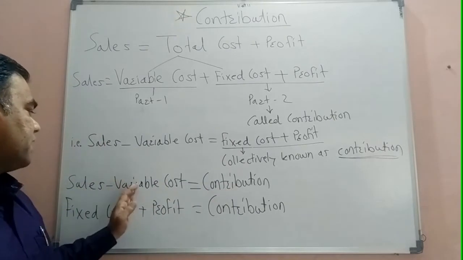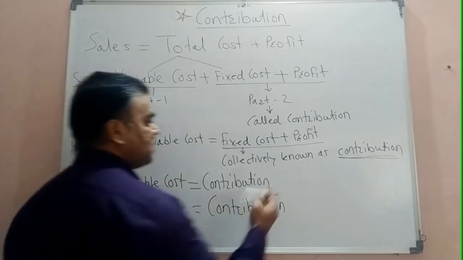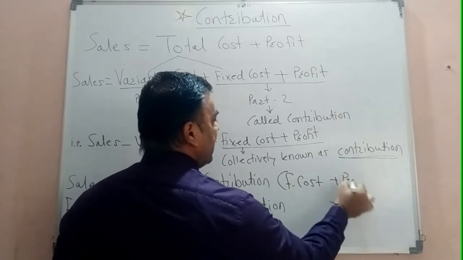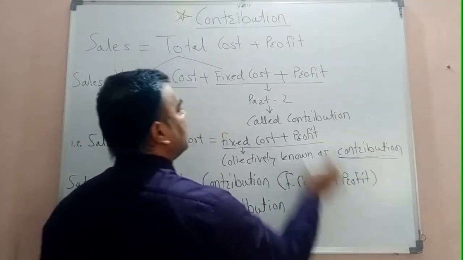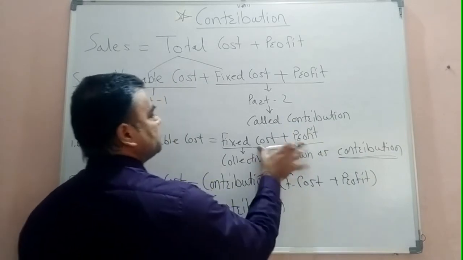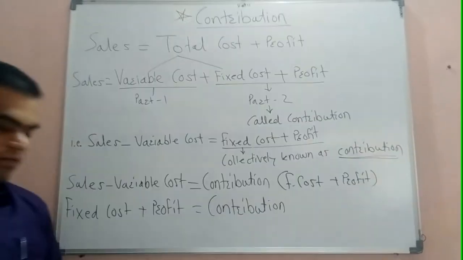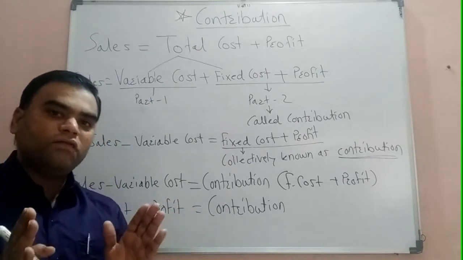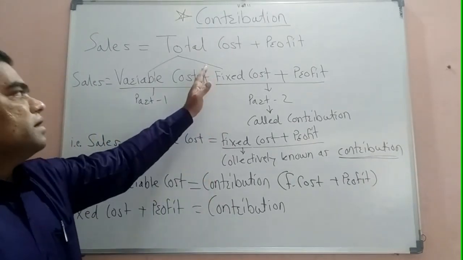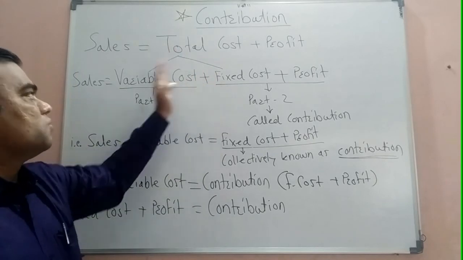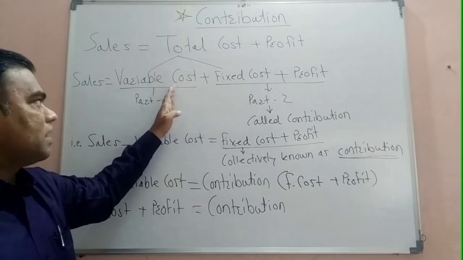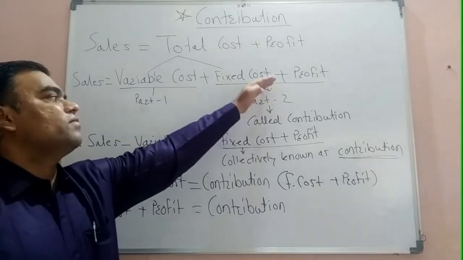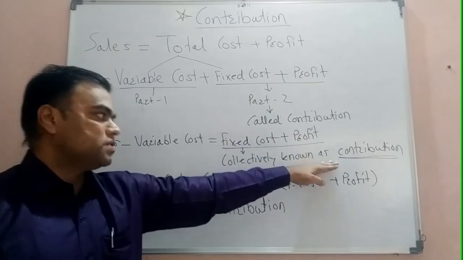If we deduct variable cost from sales, which two items remain? Obviously fixed cost and profit. And this fixed cost and profit are collectively known as contribution. So what have we discussed? Contribution is nothing but a part of sales. If we classify total sales into two parts, the first part will be variable cost and the second part will be fixed cost and profit, and that will be collectively known as contribution.